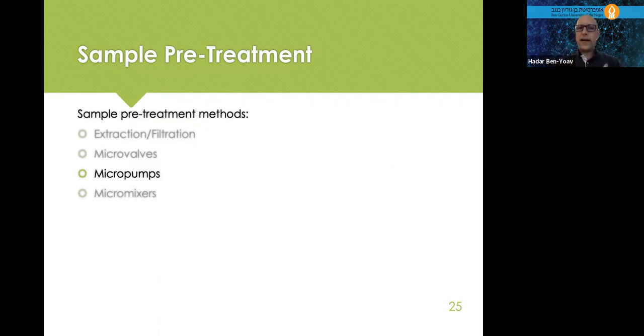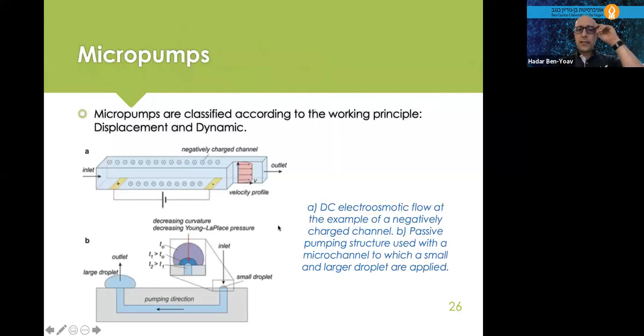The third component for sample pretreatment is the micropumps. Remember, we need to somehow cause the solution to flow. There are different types of working principles of micropumps, divided into displacement and dynamic. Displacement is that we take a solution and move it, displacing it in another area each time. So this is displacement micropumps. And dynamic is that they flow continuously from one area to another area.